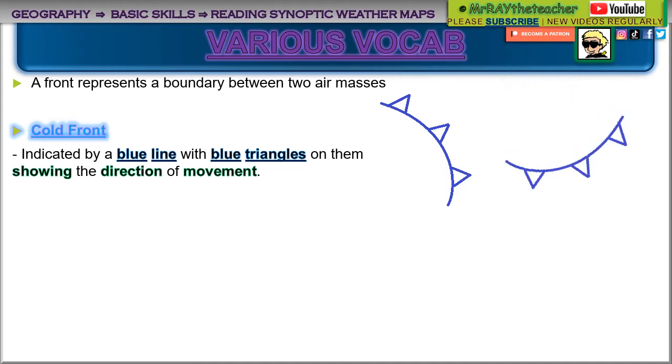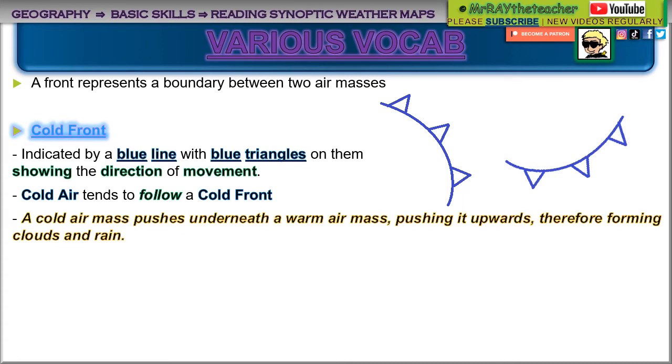And there you go. Another example. Cold air tends to follow a cold front, and a cold air mass pushes underneath a warm air mass, pushing it upwards, therefore forming clouds and rain.